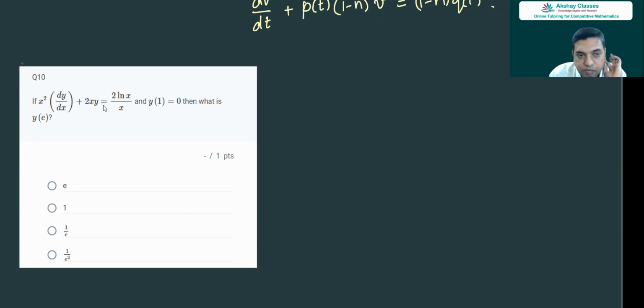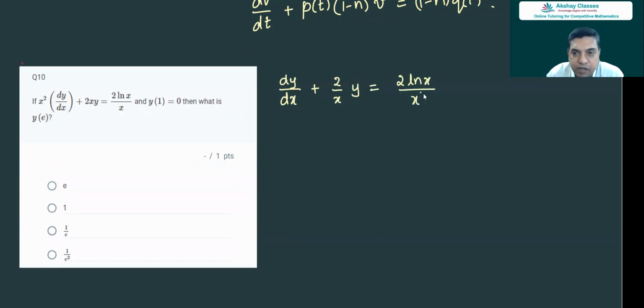Okay, now this is a linear differential equation. You can observe this. Divide by x square, we get dy by dx plus 2 upon x times y is equal to 2 log x upon x cube. This is by dividing throughout by x square. So this is of the form dy by dx plus p of x times y is equal to q of x.